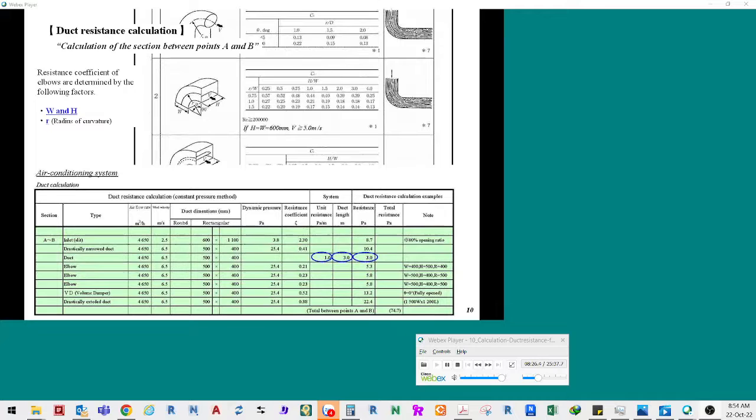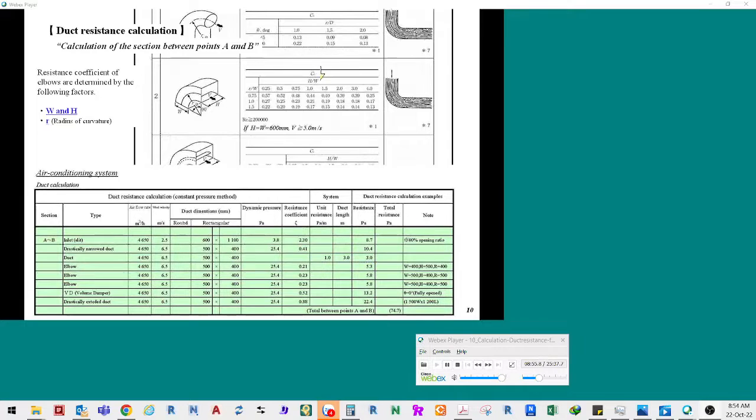Multiply the unit frictional resistance by the duct length to calculate the resistance of a straight duct. Use calibration scales such as duct measures to determine the unit frictional resistance. Determine the resistance coefficient of the elbow based on the width, height, and radius of its curvature. Determine the width and the height in accordance with the duct plan.